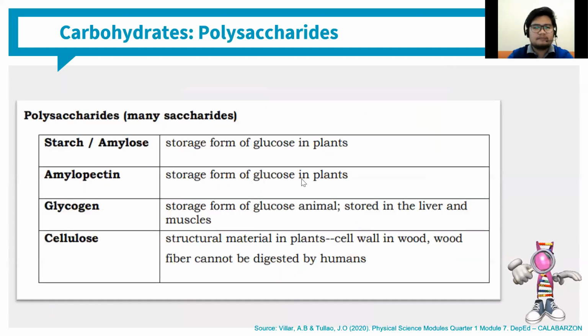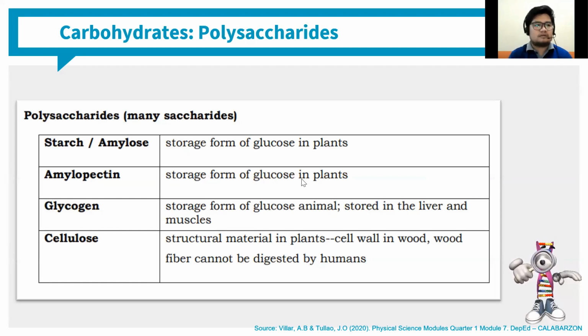Okay? Next, the other classification of carbohydrates is polysaccharide. Okay? So these are macromolecules made up of monosaccharide subunits. One example is starch. Starch is a polysaccharide used by plants to store energy. It consists entirely of glucose molecules linked one after another in long chains.